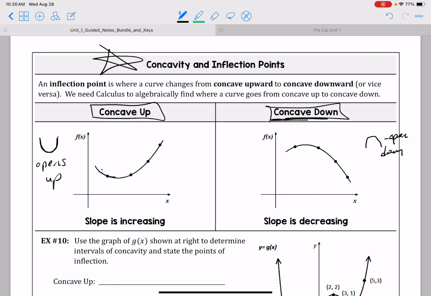So this is an example. This would be a concave up over here. This would be a concave down right over here. You have that in. I don't think you all should have any problems with that part.